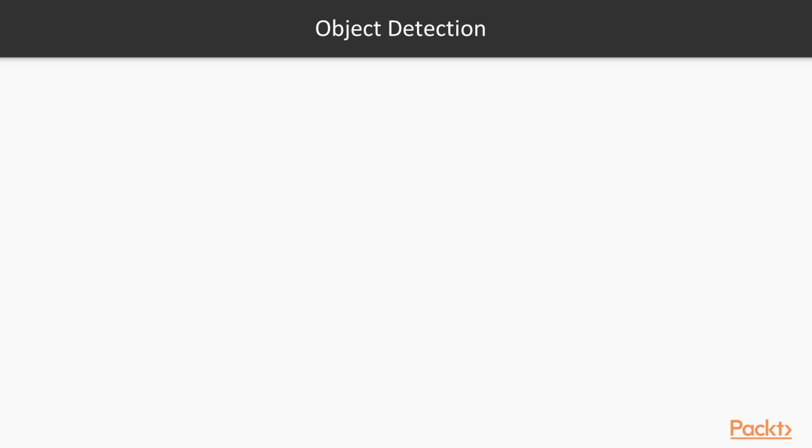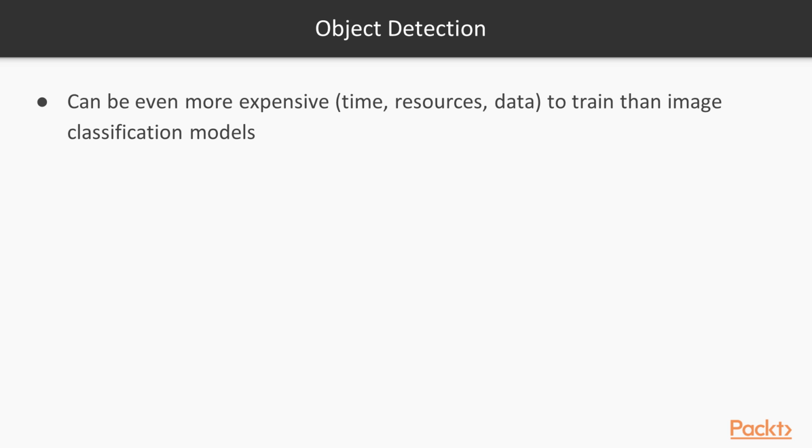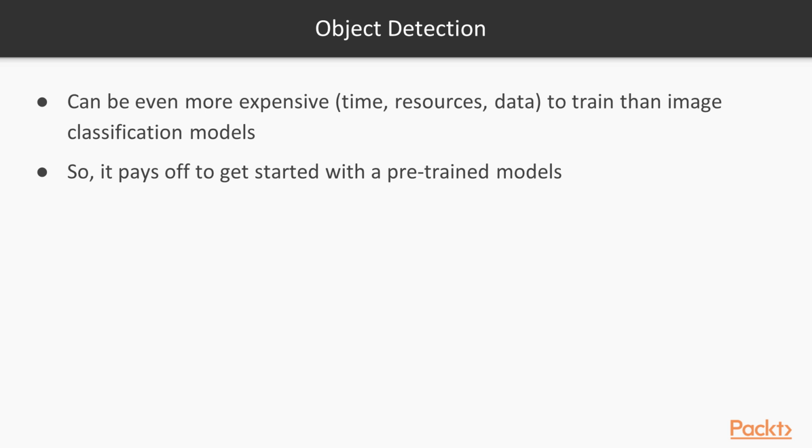But there's a downside. Because it's a more complex problem, it can be even more expensive to train those object detection models than image classification models. In this case, it pays off to actually get started with pre-trained models. And this is even more important than with image classification models, because you need more time, more resources and more data to actually train a decent object detection system.